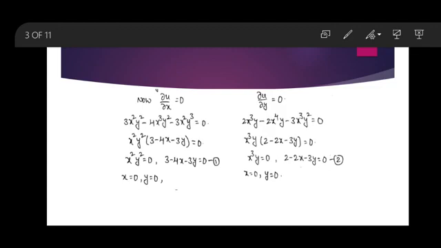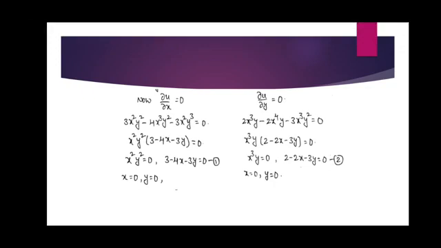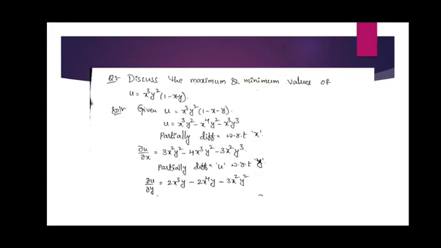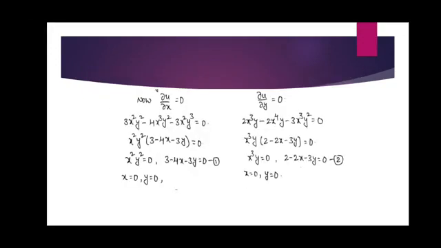Now we take dou u by dou x equal to 0, and also dou u by dou y equal to 0. We get the dou u by dou x value: 3x square y square minus 4x cube y square minus 3x square y cube is equal to 0. And if we simplify this, afterwards we will see dou u by dou y.